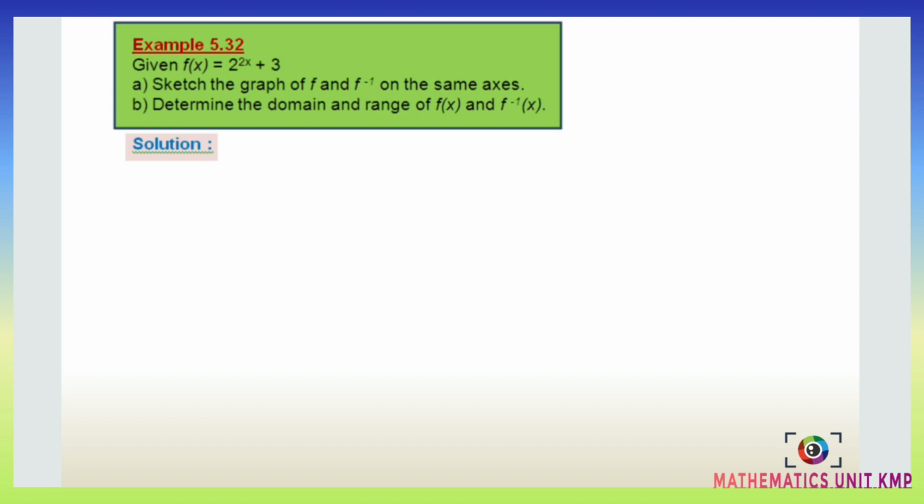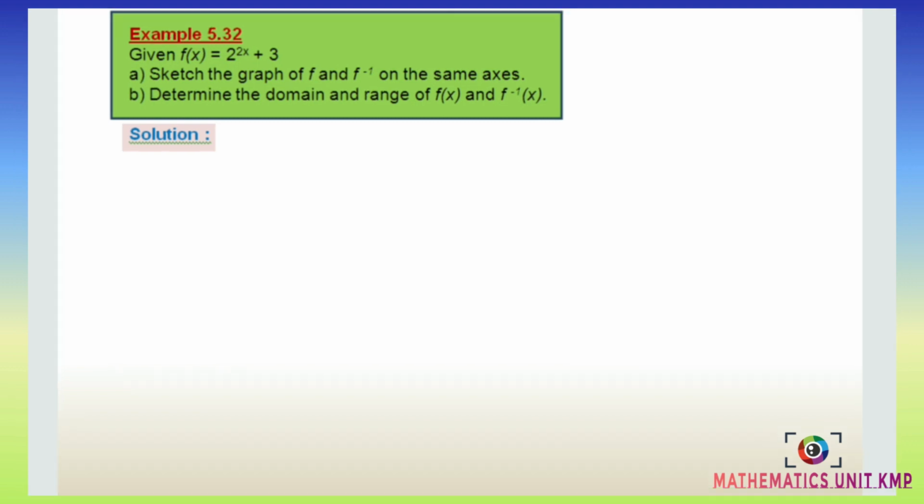For example 5.32, given f(x) = 2^(2x) + 3, that is called the exponential function. The question is, sketch the graph of f and f inverse on the same axes and determine the domain and range of f(x) and f inverse. To sketch the exponential graph, use basic properties.